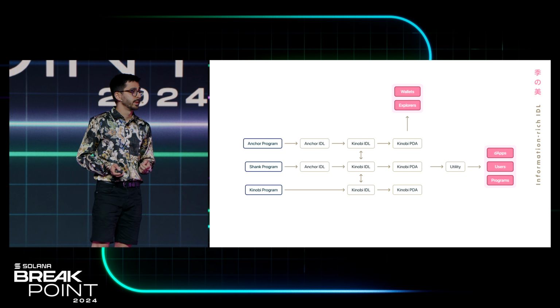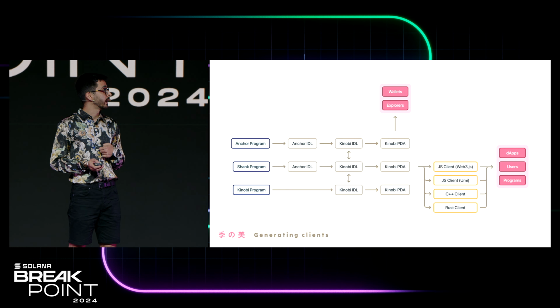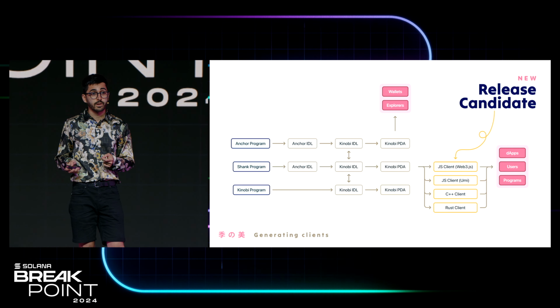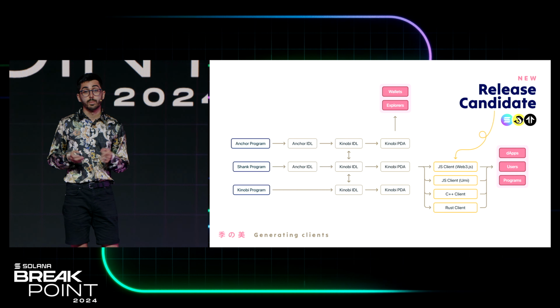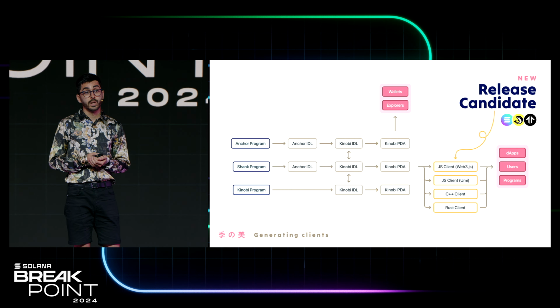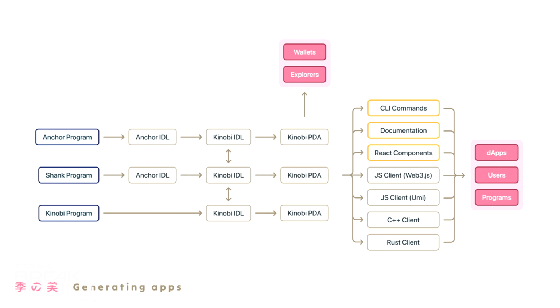Another utility we get from Kinobi is the ability to generate program clients in various languages and frameworks. For instance, we have a JS client that's compatible with the brand new Web3.js. Speaking of, the new Web3.js is currently in release candidate, so please give it a try and give us your feedback. We're already generating a Web3.js client for Solana core programs, and other teams such as Orca and Tensor are doing the same for their own programs using Kinobi. We also have a JS client for Umi, a Rust client, and even a C++ client for gaming. But soon you'll be able to generate not just clients, but whole apps, right? For example, CLI tools, documentation websites, or React components that you can plug in your dApp.